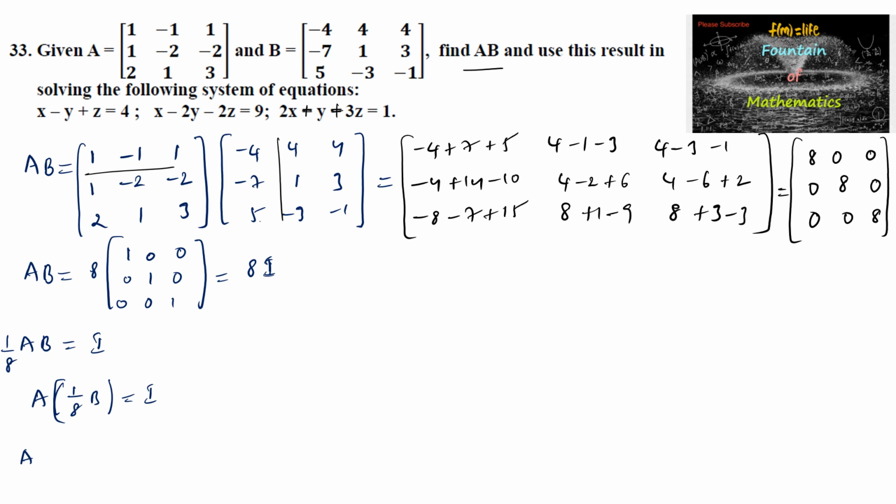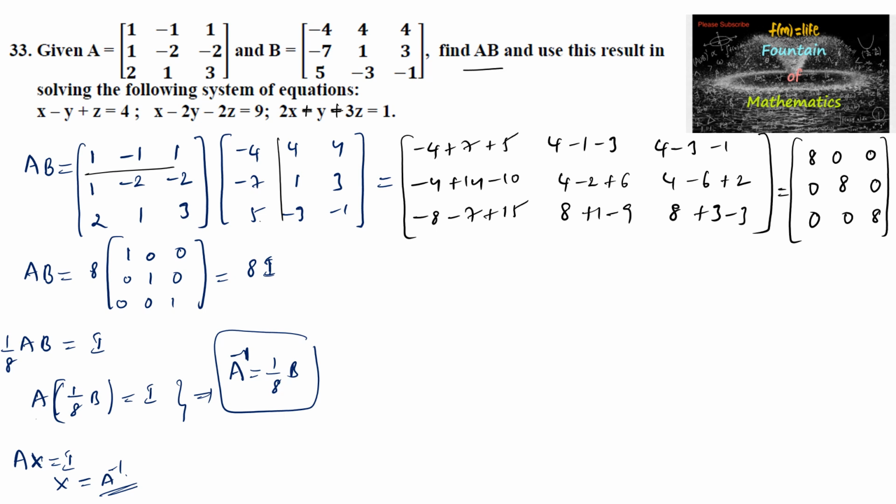We know that, as per the definitions, if A into x is equal to I, we can write that x is equal to A inverse. Means x is the A inverse of the matrix A. So similarly, A into 1 by 8 times of B is equal to I, which implies here A inverse is equal to 1 by 8 times of B.